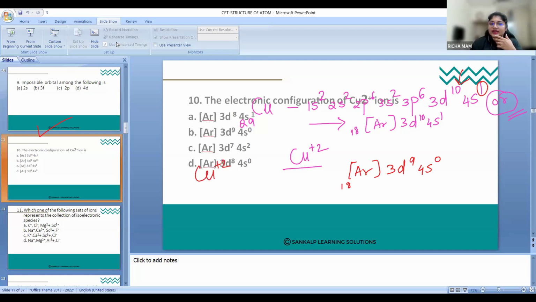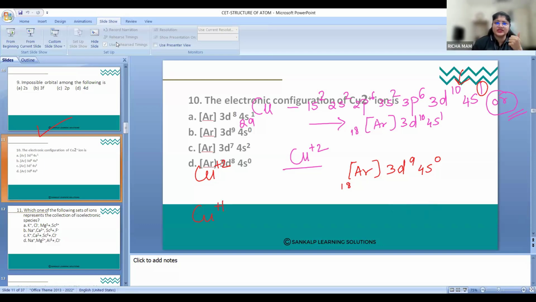When it is plus 2, it means 2 electrons are lost. If it was plus 1, then it would be 3d10 4s0. So plus means electrons are lost, and minus means electrons are gained. So this is the electronic configuration.